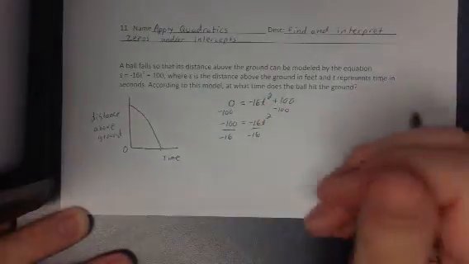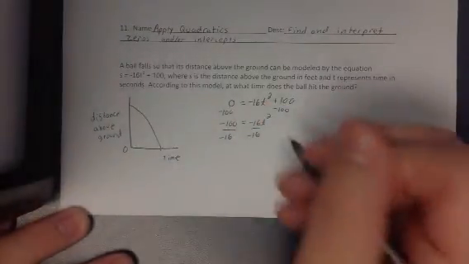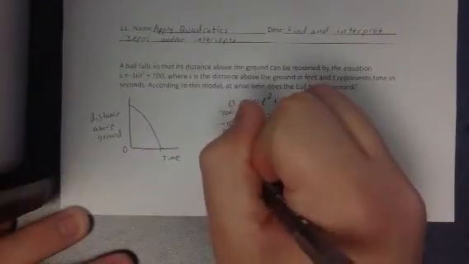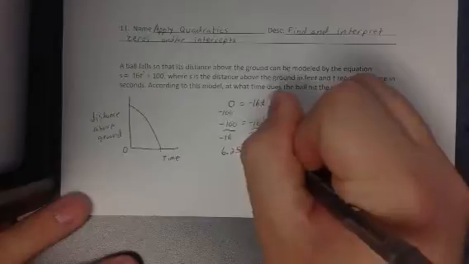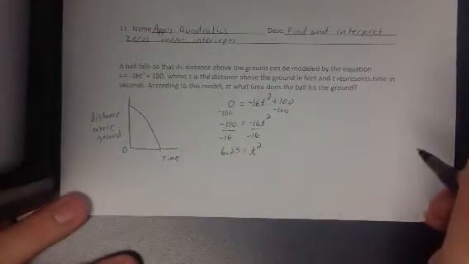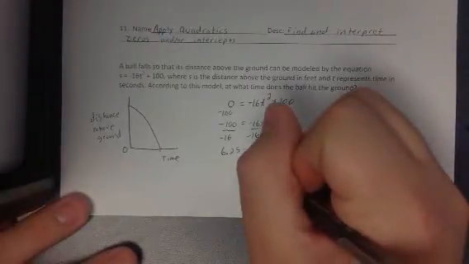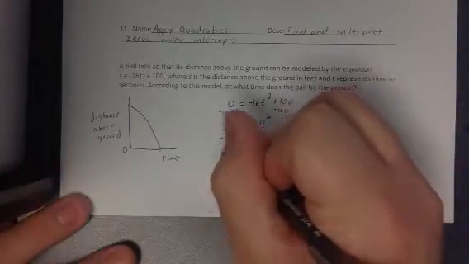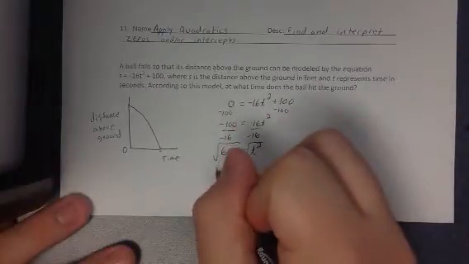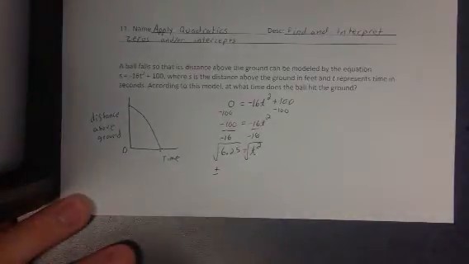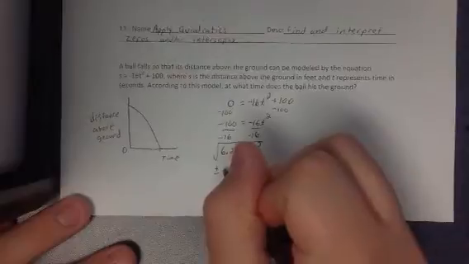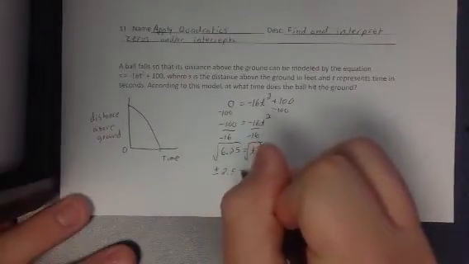Now some of you like to put decimals, which is fine in this case. So if I divide those, I get 6.25 equals t squared. Now to solve a squared, you have to take the square root of both sides. And remember, technically it's plus or minus the square root. So if I take the square root of 6.25, I get 2.5. So plus or minus 2.5 would equal t.